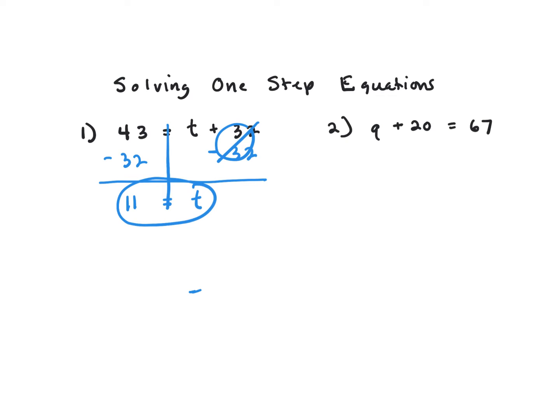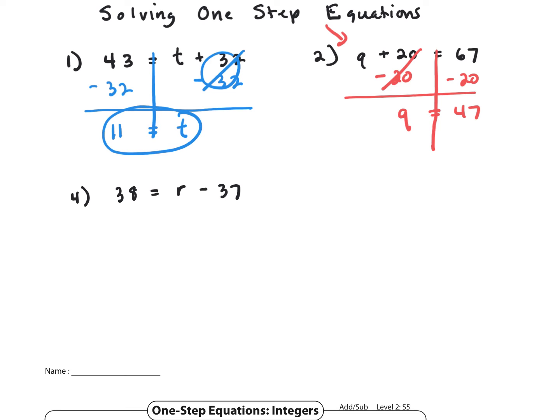Number 2, this one reads q plus 20. So again, we're going to build our wall. We start on the side that has the variable, and we see plus 20. So again, we're going to subtract to eliminate the constant, and we have to do it on both sides. So we're left with q equals 47. At any point, if you need to pause this video to copy this down, please do so.